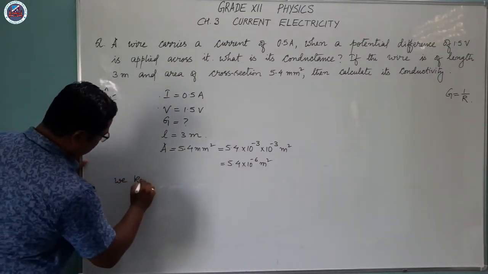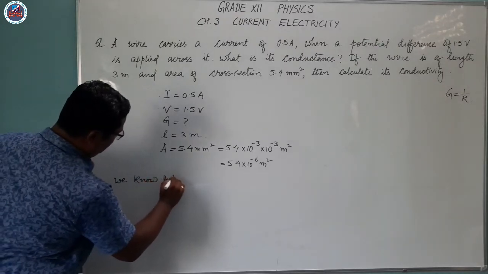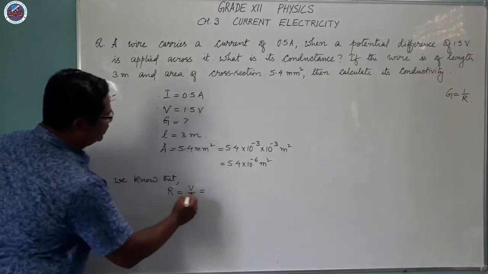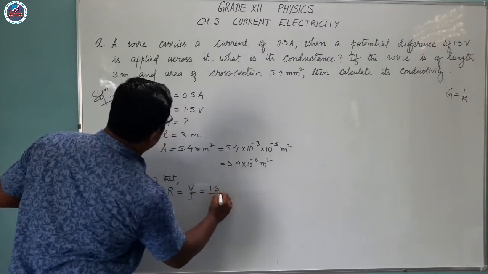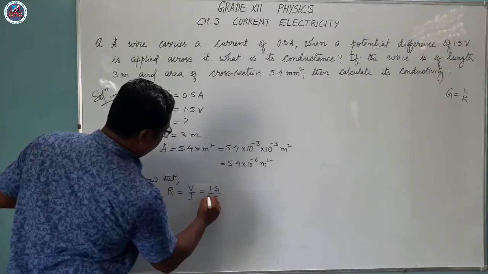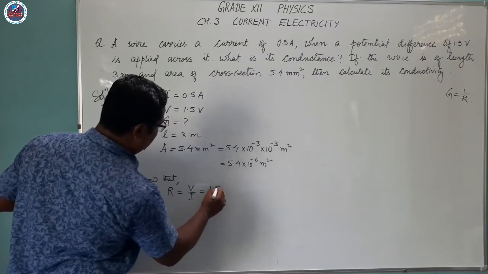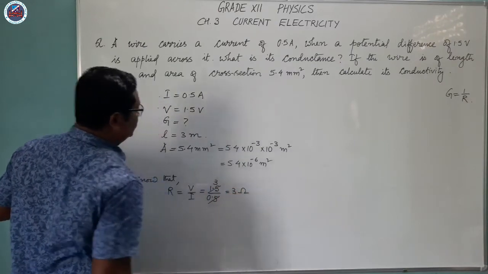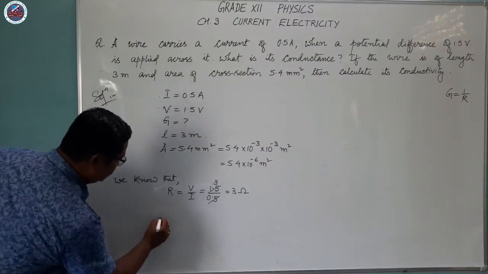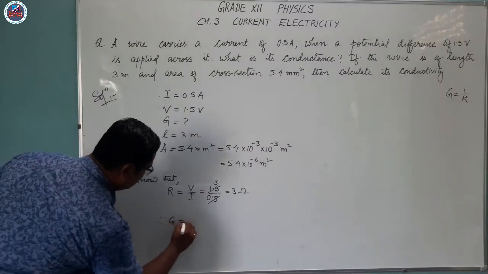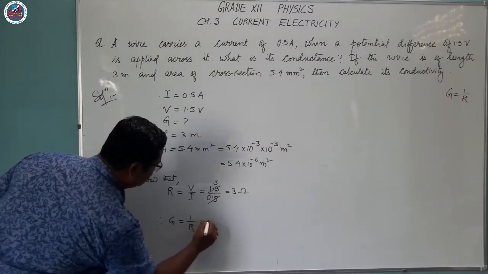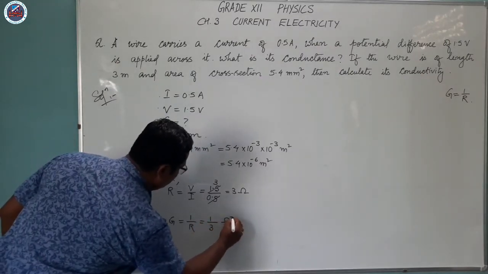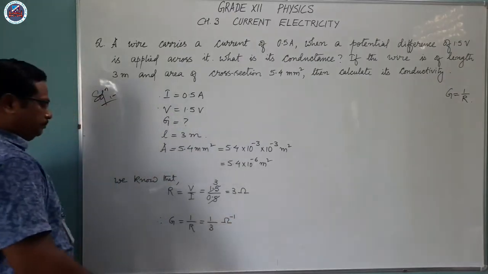We know that R is equal to V by I. V is 1.5 volt. Current is 0.5 ampere. Decimal 1 digit you can cancel it. 5 3s are 15. So it will become 3 ohm. Then you can find out the conductance. Therefore, conductance G is equal to 1 by R. 1 by 3. It will be mho or per ohm.